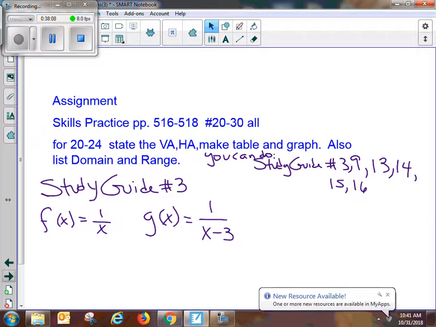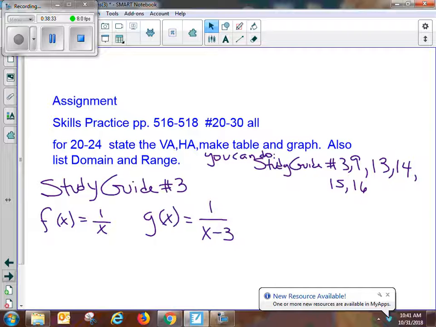Please, please work these through. Now look at my detailed directions for the assignment. On the skills practice, you are doing 20 to 30, all. When you do 20 to 24, I want everything. I want VA, HA. When you're sketching, I want to see the little table and the graph. I also want you to tell me the domain and range. So everything you can tell me, I need.